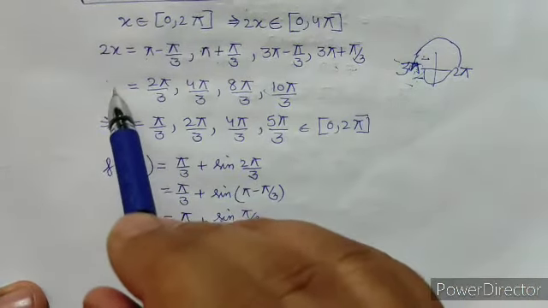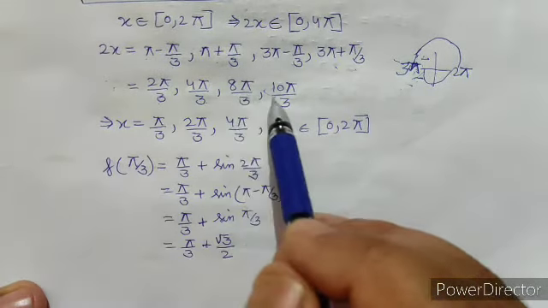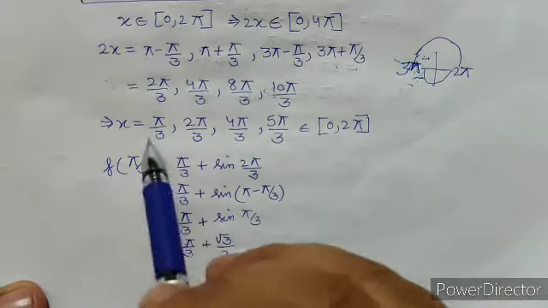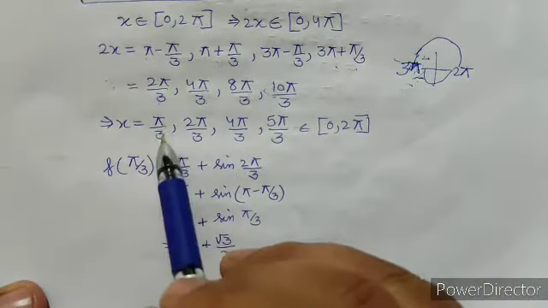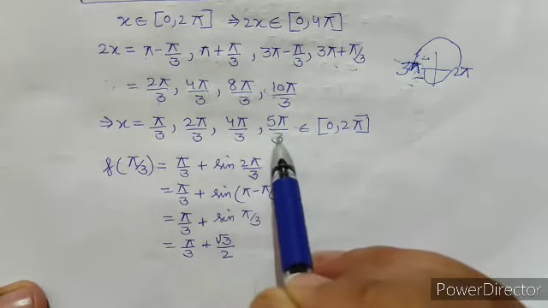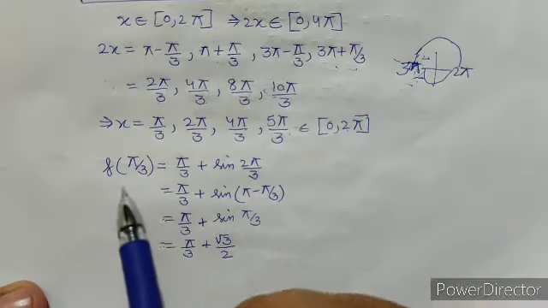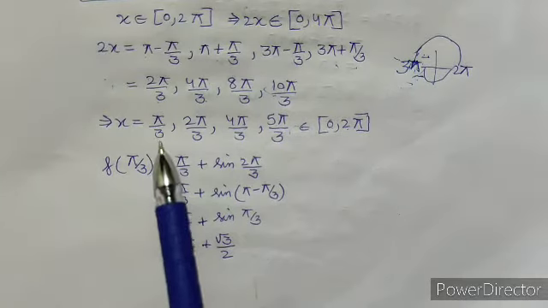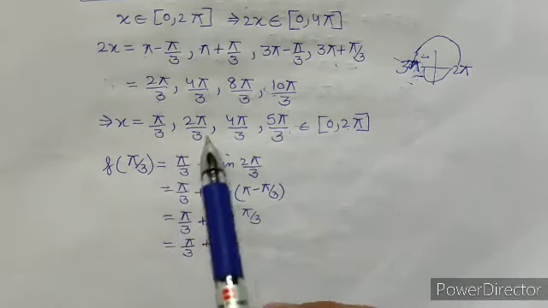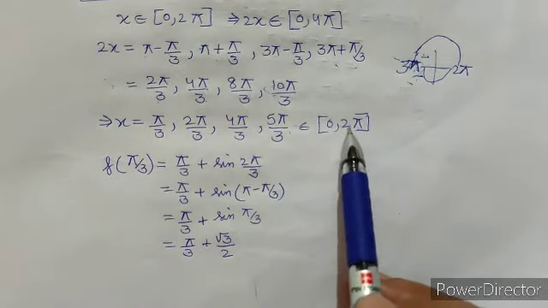So we can say that 2x is equal to 2π/3, 4π/3, 8π/3 and 10π/3. Or we can say, on dividing each term by 2, x is equal to π/3, 2π/3, 4π/3 or 5π/3, and these all values belong to 0 to 2π. Now we will find the value of the function at π/3, 2π/3, 4π/3, 5π/3 and 0 and 2π.